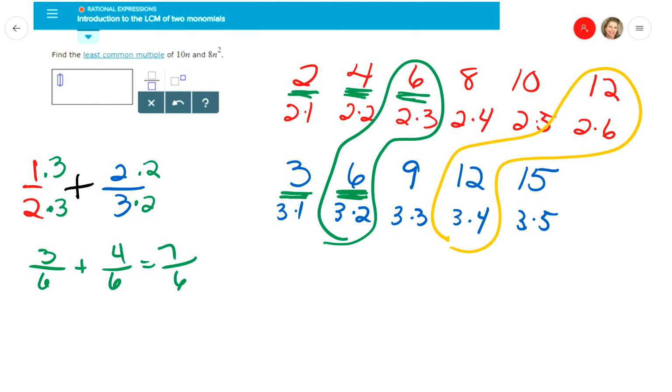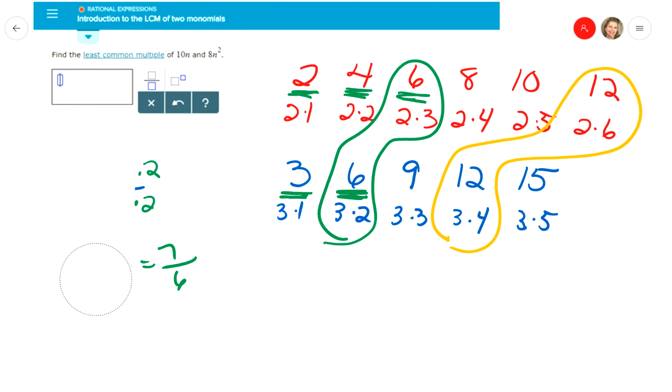That's something you do when you're adding fractions. You have to get common denominators. But the common denominator is really a least common multiple. And so they just take this a little further, and they're using variables now. So, we're extending it from basic math to algebra.